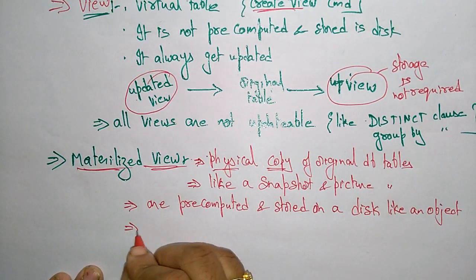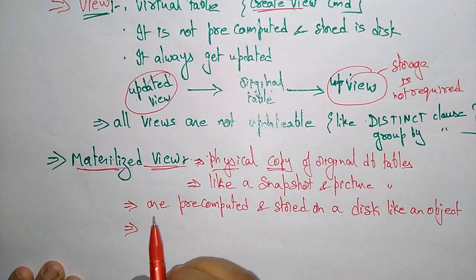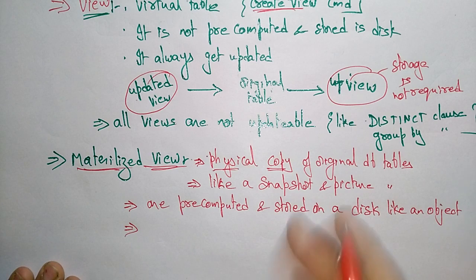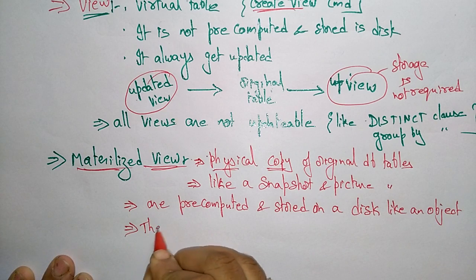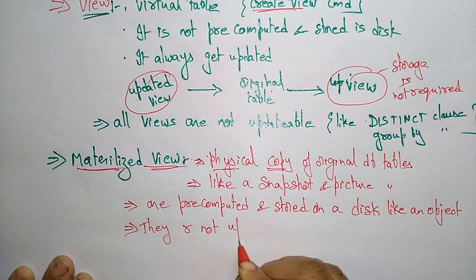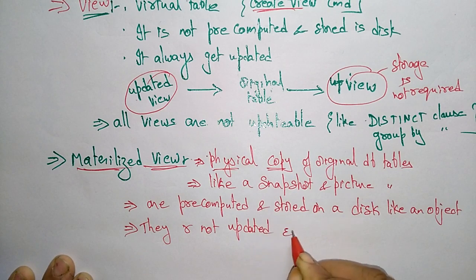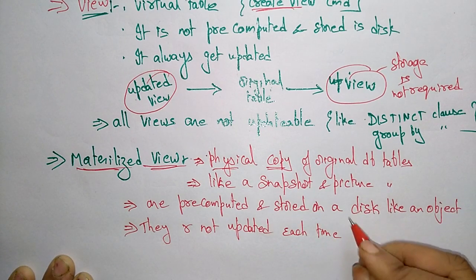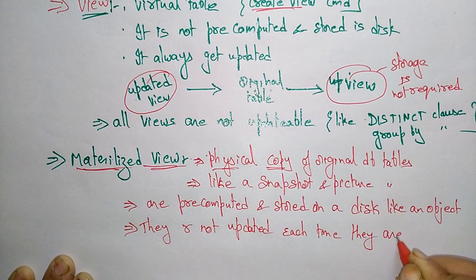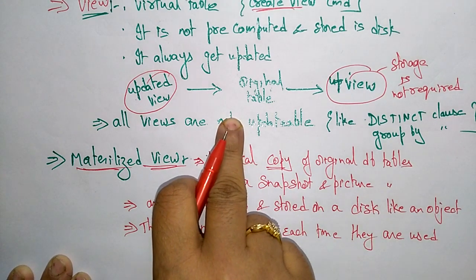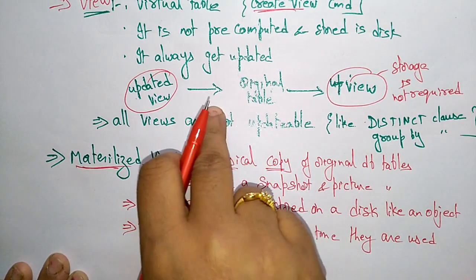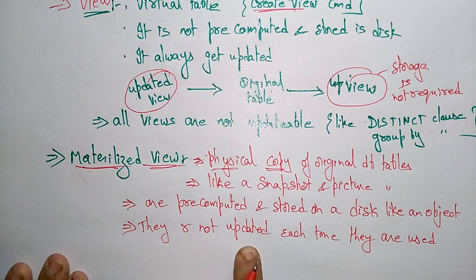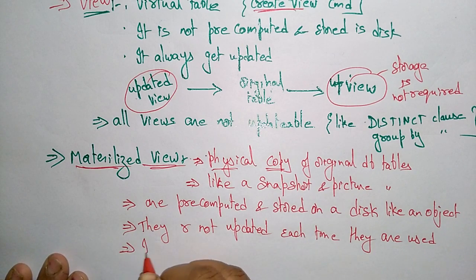One more thing here: a view will always get updated automatically. Whenever you use or access a view, it is updated. But materialized views are not updated each time they are used. They have to be updated manually.